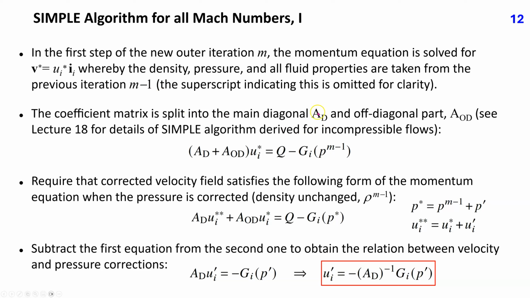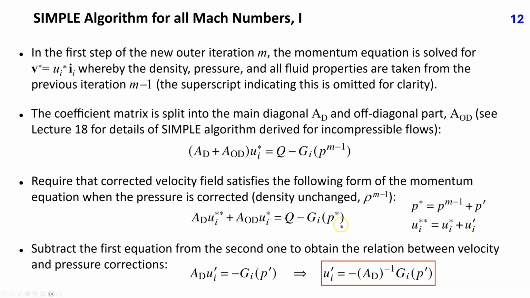The coefficient matrix is split into the main diagonal A_D and an off-diagonal part A_OD, as described in detail in lecture 18. Upon solving this equation for u_i star, we require that the corrected velocity field satisfies the following form of the momentum equation when the pressure is corrected. Density is left unchanged at the level ρ^(m-1). The corrected pressure p star is defined as the pressure from the previous outer iteration p^(m-1) plus a correction p prime, while the corrected velocity is defined as the velocity obtained by solving the above equation plus a correction u prime.